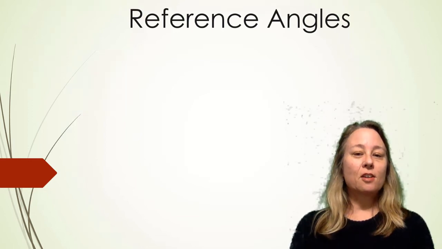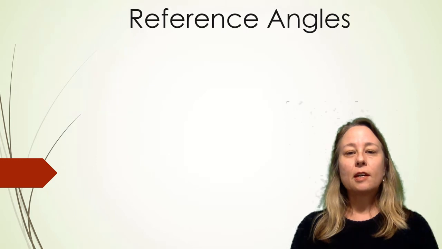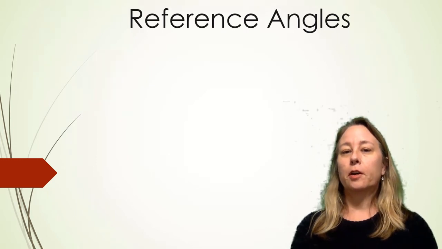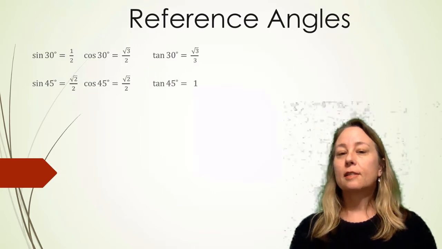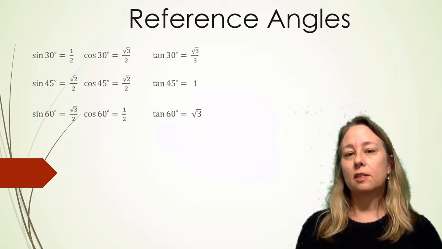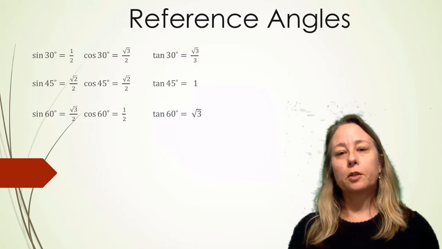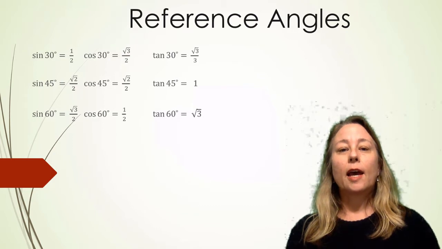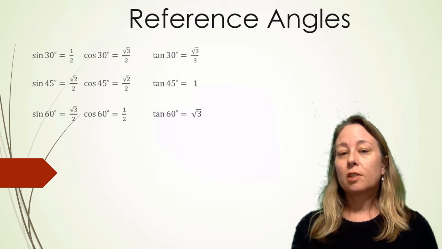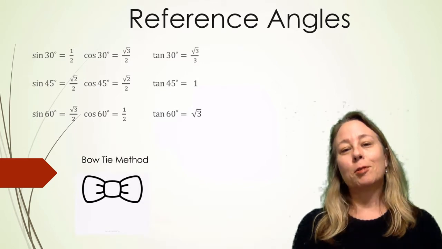So today, let's talk about reference angles. Reference angles are going to extend what we already have learned and know about 30 degrees, 45 degrees, and 60 degrees as applied to sine, cosine, and tangent. Now what we're going to do is take angles that are bigger than 90 degrees and use what we already know. So I sometimes call this the bow tie method, and you'll see why.